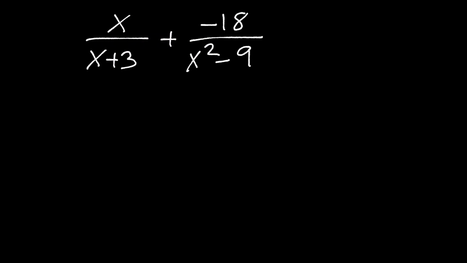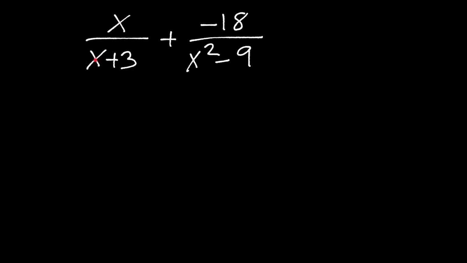Alright, we have x over x plus 3 plus negative 18 over x squared minus 9. This is our last example here. And the reason why we're doing this one is because we're going to see that we can do a little bit of simplifying or factoring before we try to get our common denominator. And if you are thinking, I can cancel out the x and the x here, please go back and watch my simplifying rational expressions videos, and hopefully you'll see from those why you cannot do that.